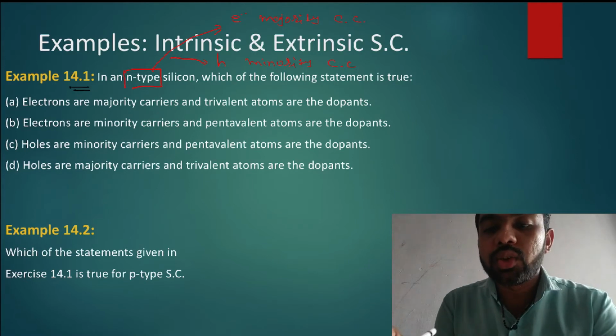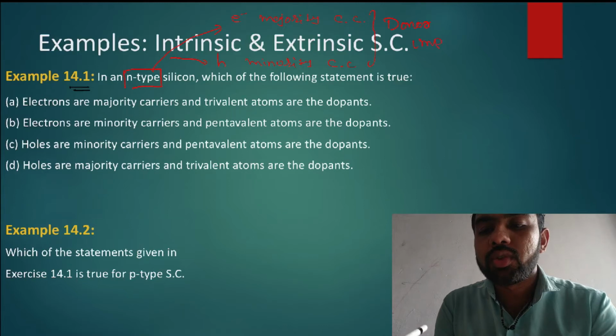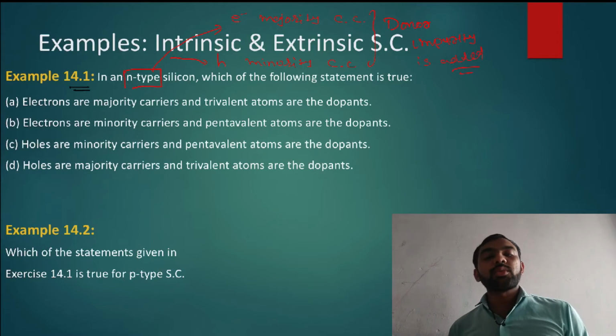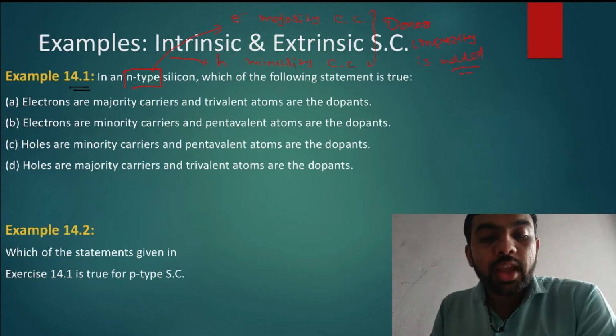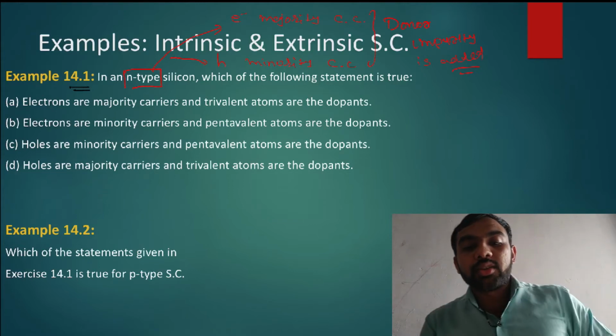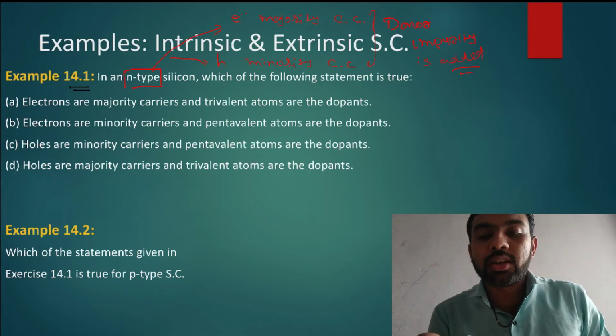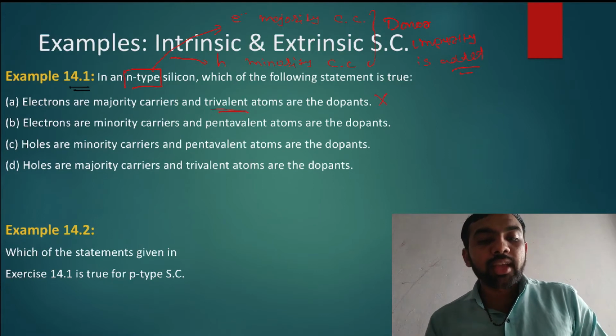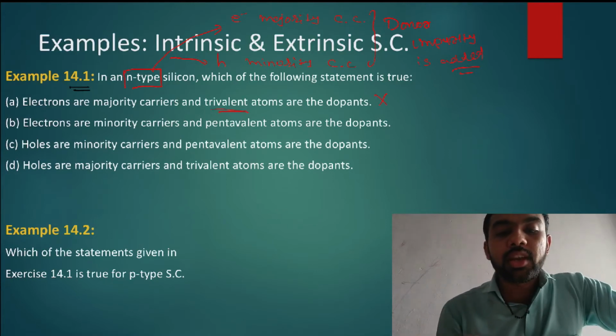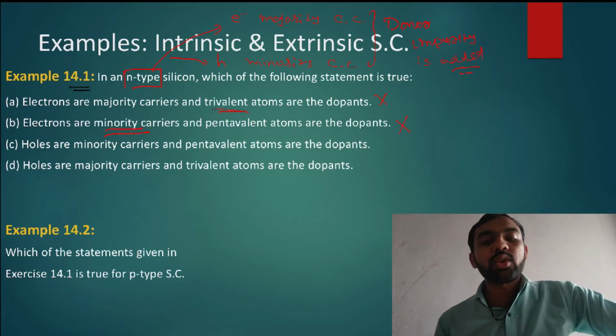Donor impurity is added. You choose the option from below. What is the first one? Electrons are majority charge carriers and trivalent, so that is wrong. Here it says trivalent, so it is wrong. Second, electrons are minority. Here electrons are the majority in N type, so it is also wrong.